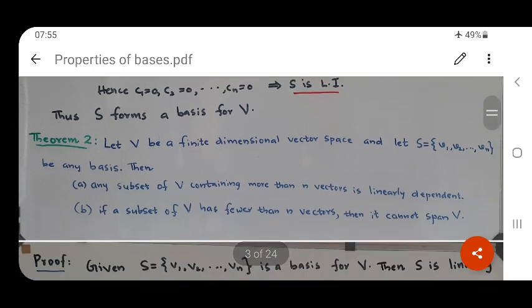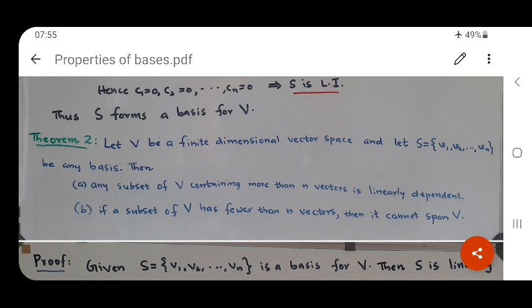Theorem 2. Let V be a finite dimensional vector space and let S equal to v1, v2, etc., vn be any basis. Then any subset of V containing more than n vectors is linearly dependent, and if a subset of V has fewer than n vectors, then it cannot span V. So the theorem says that no set of vectors containing more than n vectors can be linearly independent, and any set which contains less than n vectors cannot span V.